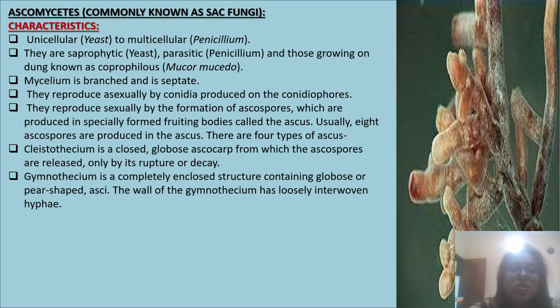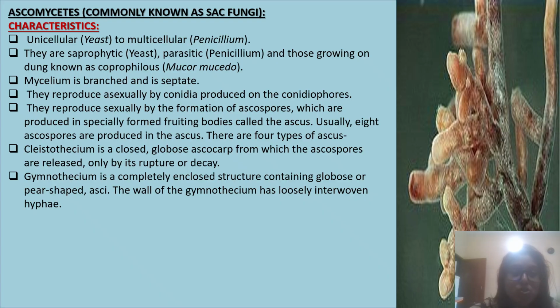Next type is Ascomycetes, commonly known as sac fungi. Characteristics of the Ascomycetes: unicellular to multicellular. They are saprophytic, like yeast; parasitic, like Penicillium; and those growing on dung are known as coprophilous, like Mucor mucedo. Mycelium is branched and septate.